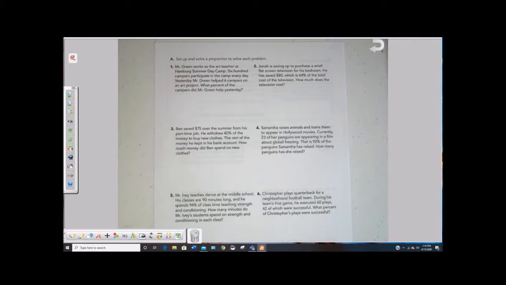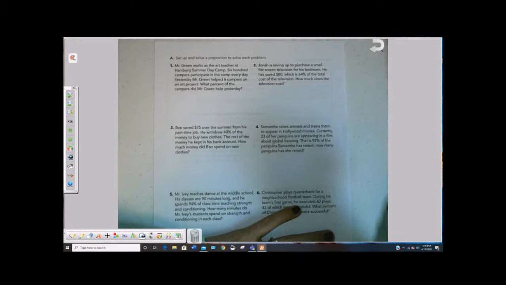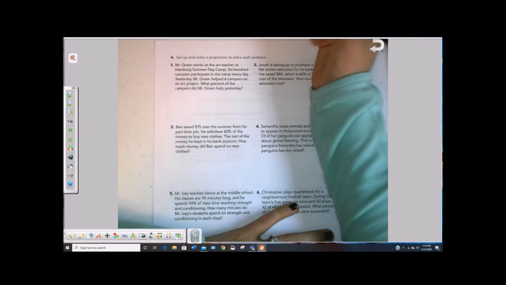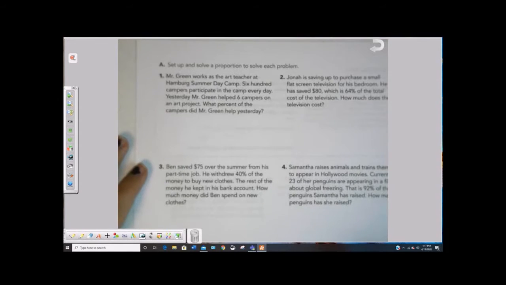And welcome back to Math Packet number 3, part 2. We are going to continue with setting up proportions. So I'm just going to zoom in a little bit so you can kind of see what we're doing.